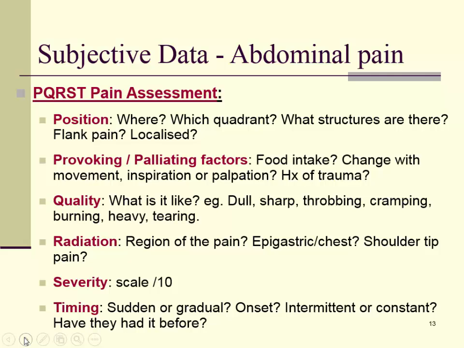Radiation. Does the pain radiate anywhere? Where is the region of pain? Is it epigastric or chest? Do they have any shoulder tip pain? Ask the patient the severity of the pain using the scale of 0 to 10, with 10 being the worst pain they've ever experienced and 0 being very minimal or nil pain.